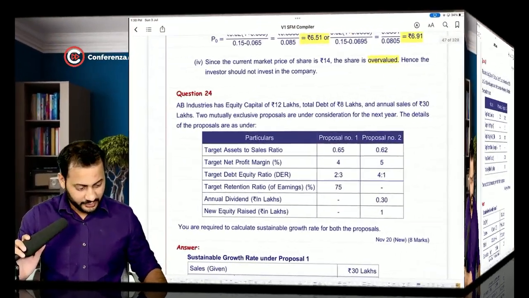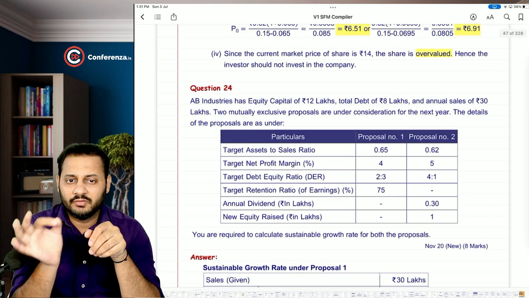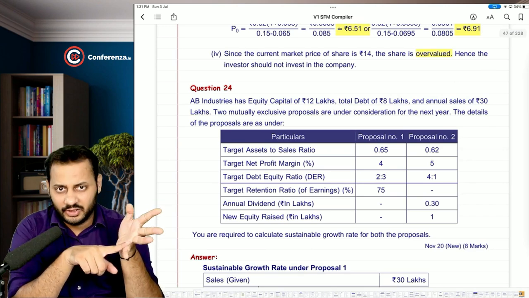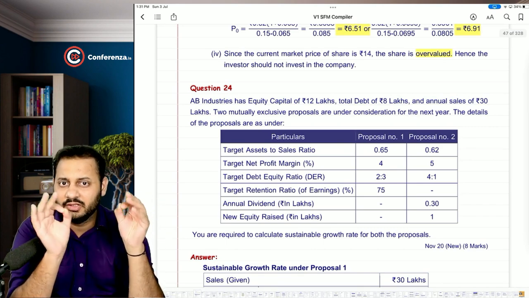Okay, so I will look at this question. Welcome back after the break. AB Industries has equity capital of 12 lakhs, total debt of 8 lakhs. You can clearly see there equity 12 lakhs, total debt 8 lakhs. So total comes to 20 lakhs of the assets.